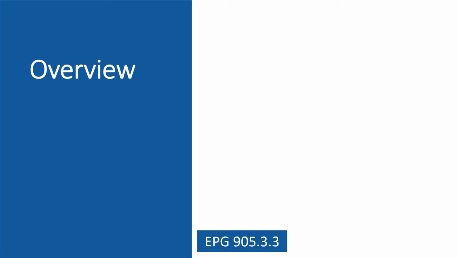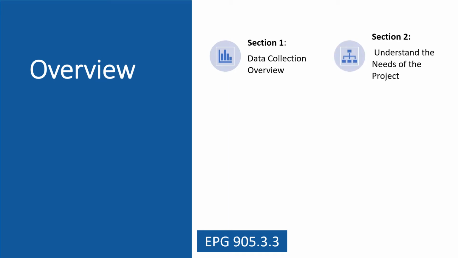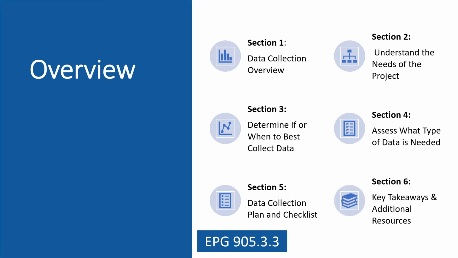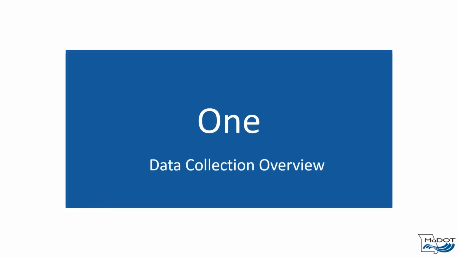This video consists of 6 sections. They are data collection, understanding the needs of the project, determining if or when to best collect data, assessing what type of data is needed, data collection plan and checklist, and key takeaways and additional resources. Let's begin with an overview of data collection.